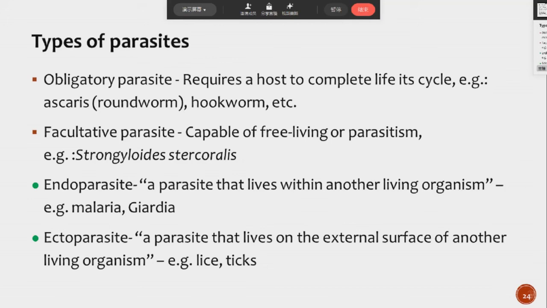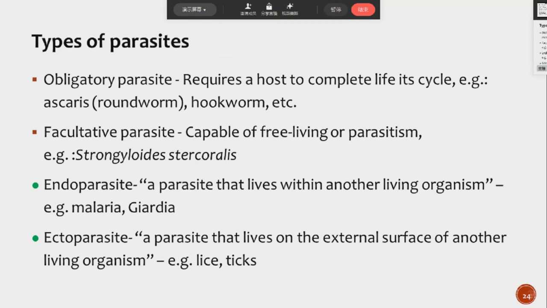Then, if they can live in another organism, or also maybe live freely in the environment, in both these cases they can finish their life cycle, then we call them facultative parasites. If they are living in an organism, they have one life cycle. If they are living by themselves, they can still finish their life cycle, from egg, larva, to adult. So these types of parasites we call facultative parasites. The most typical one is Strongyloides stercoralis. We will be learning that one later.